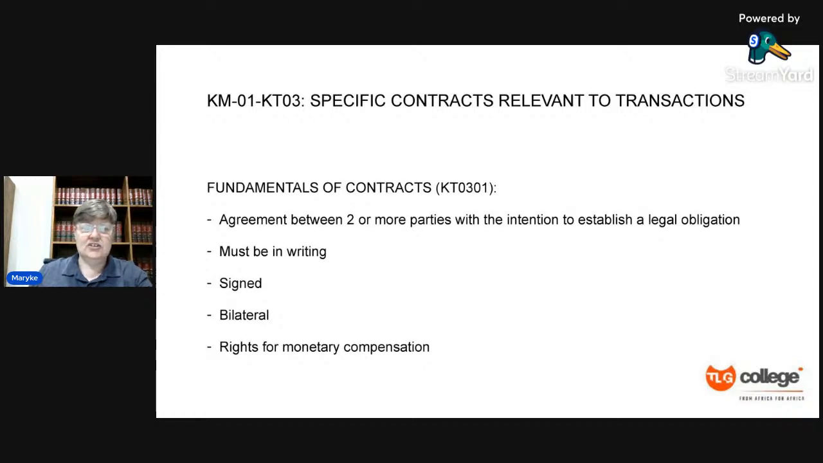Bilateral meaning that it should be written in such a way that it looks after both parties, or both sides of the agreement. And the rights for monetary compensation means there must be some sort of condition saying that what I'm purchasing I will get if I give you, in this instance, immovable property. And that goes for both sales and for leases. So a bilateral contract is a reciprocal agreement between two parties in which each party promises to perform an act in exchange for the other party's promised performance.